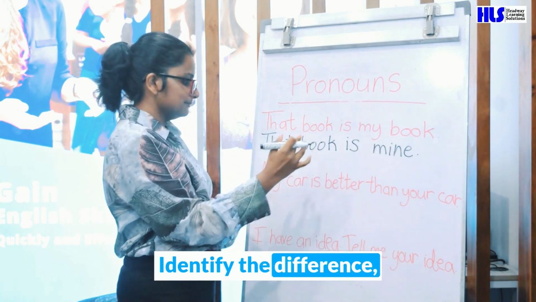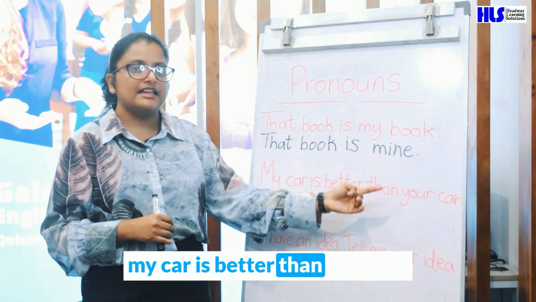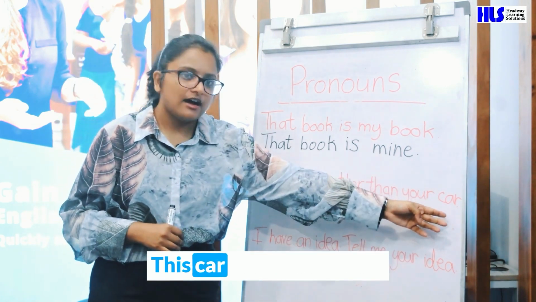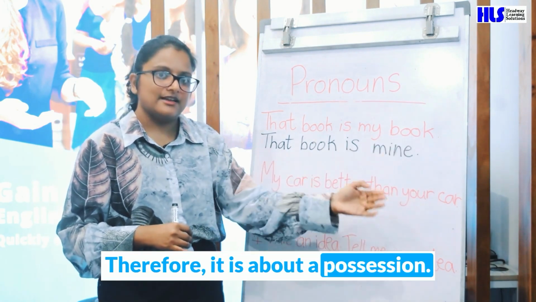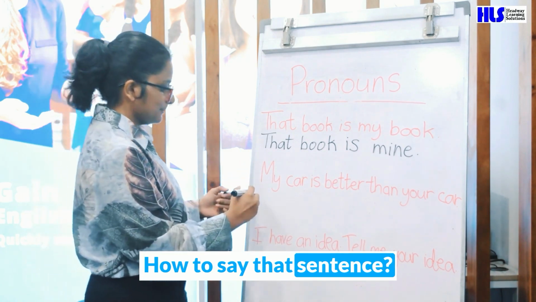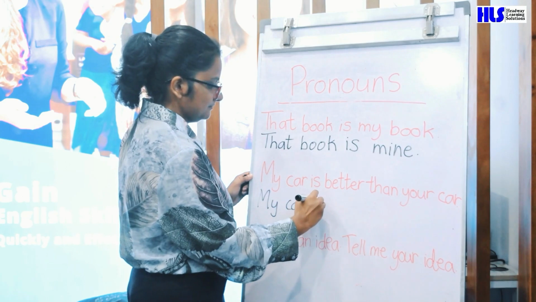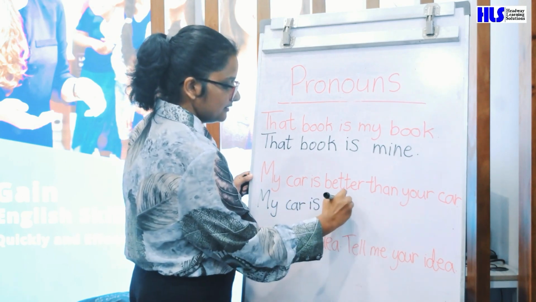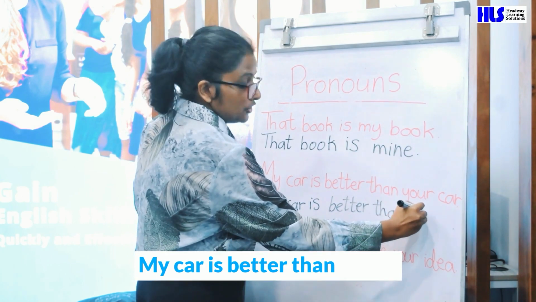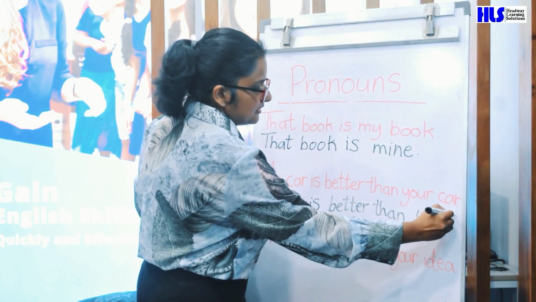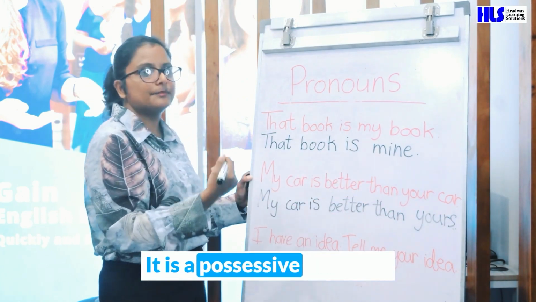Identify the difference. Right. My car is better than your car. This car is owned by you. Therefore, it is about a possession. How to say that sentence? My car is better than yours. My car is better than yours. It is a possessive pronoun.